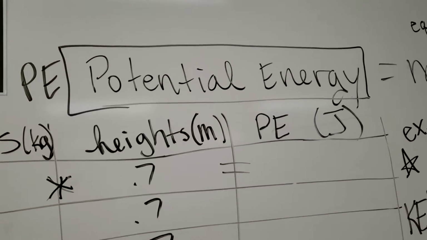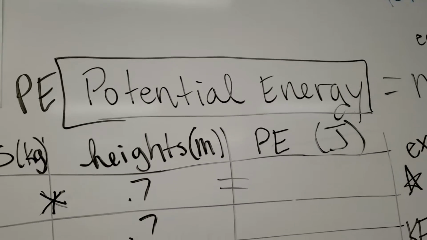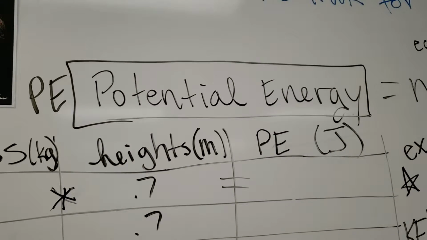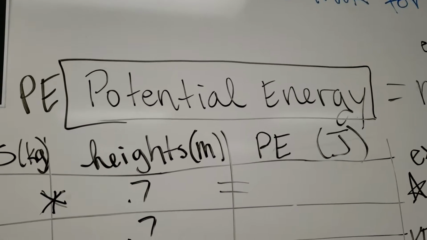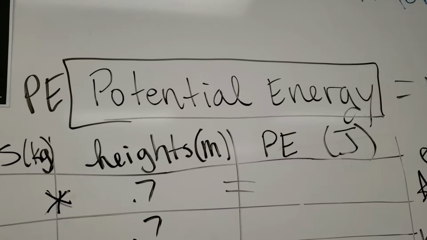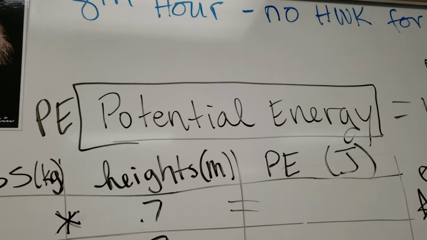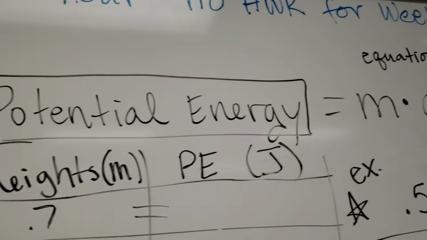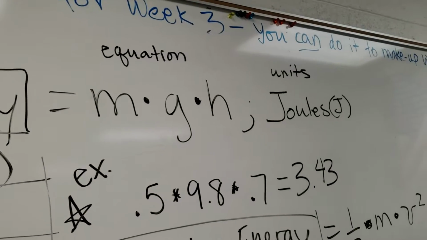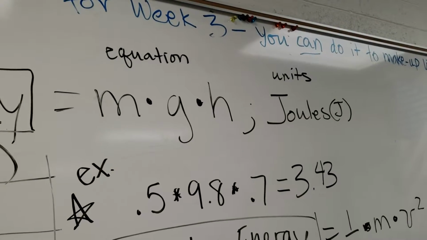All right, physics students. So what you missed on Friday, if you were gone, is we calculated the potential and kinetic energy from our M&M crash lab yesterday. So potential energy is equal to mass times gravity times the height.